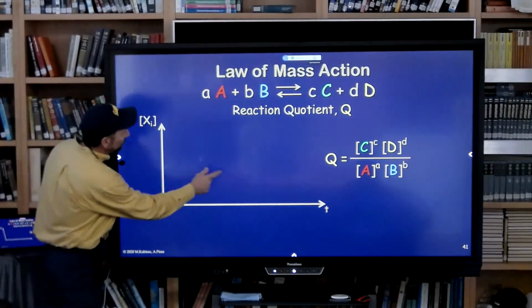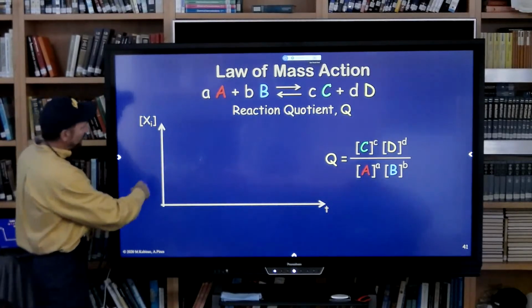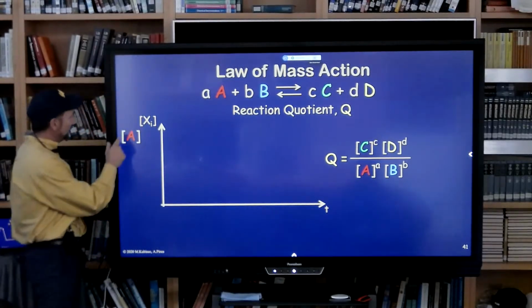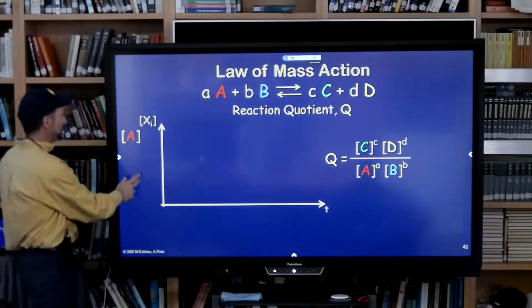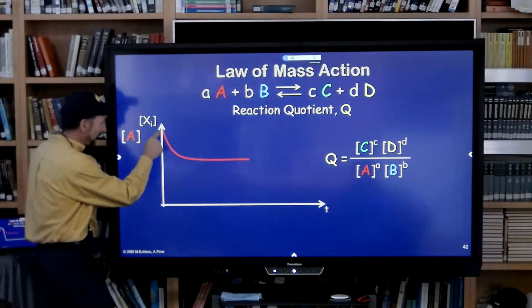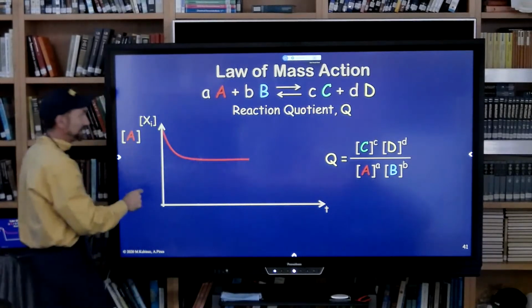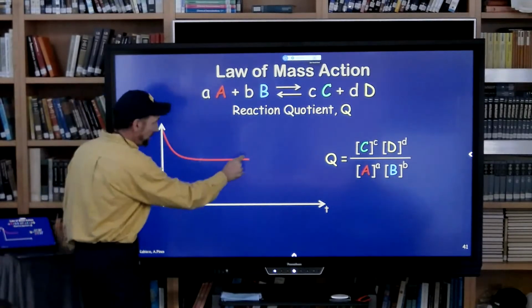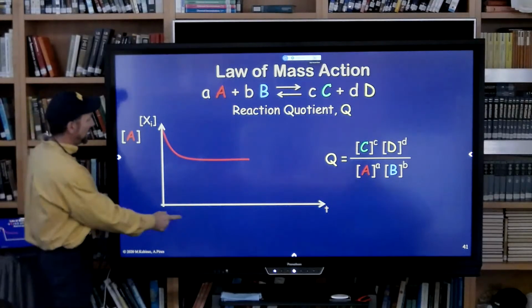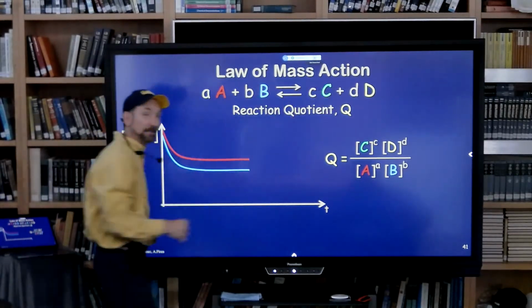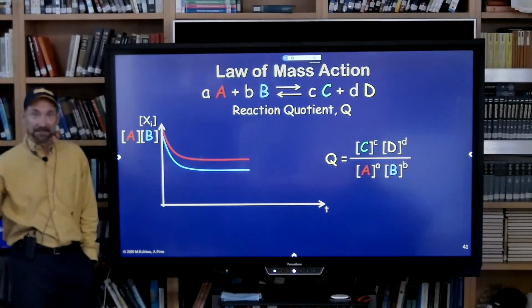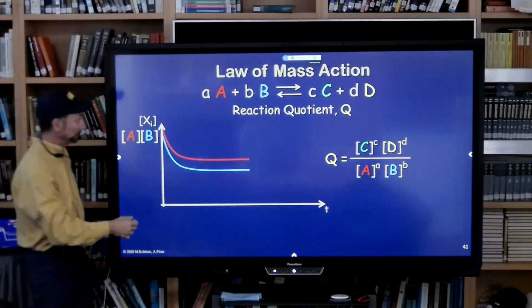So with that in mind, we have products and reactants. If we start out, though, with reactants, which we often do, the reactants will decrease as they form products. The concentration of A decreases as the reaction proceeds. Now I'm starting out with all reactants and not any products, not the standard state. This is what you do in the lab.